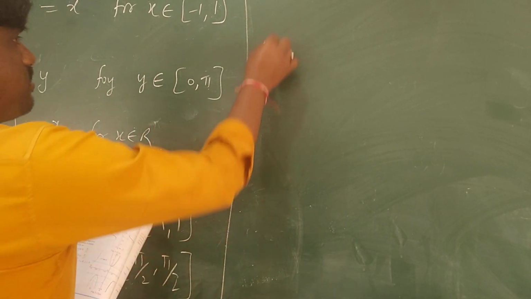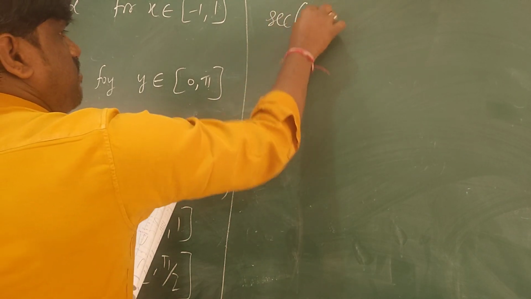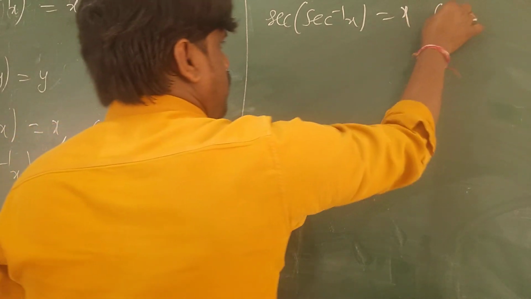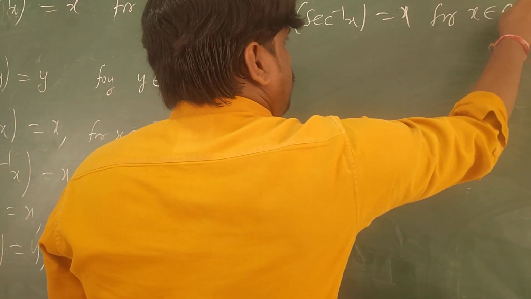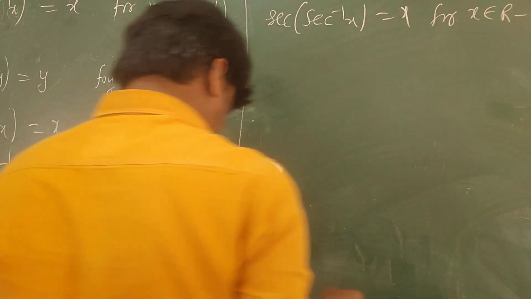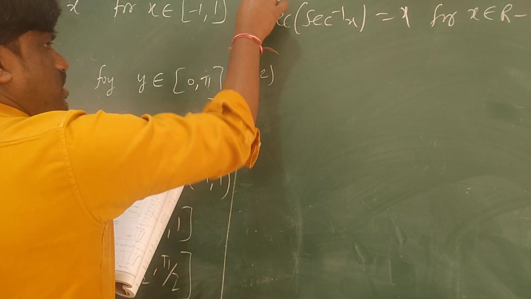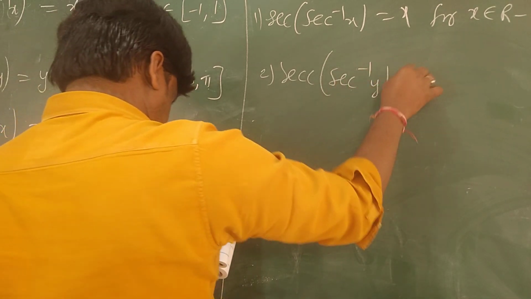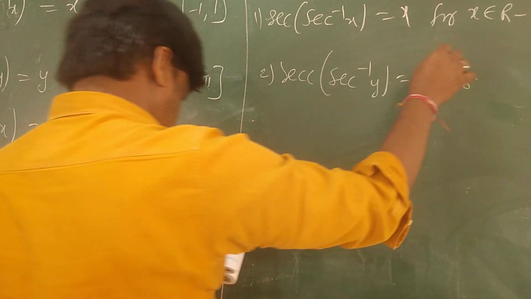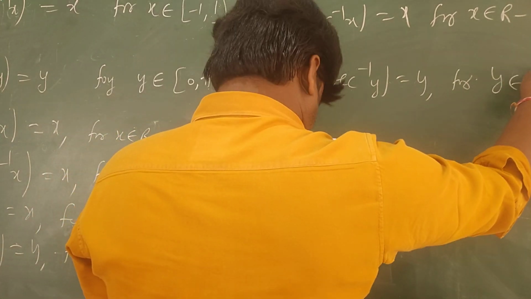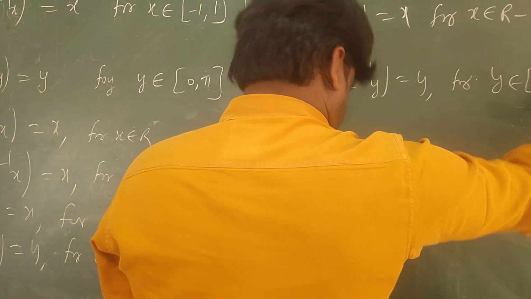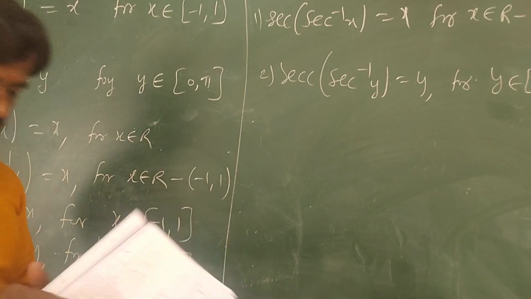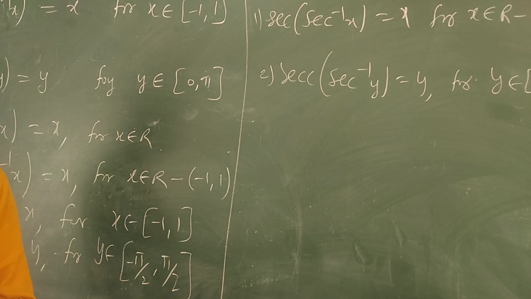Sec of sec inverse x is equal to x, okay, for x belongs to R minus 1 comma 1. Next one is what? Sec inverse of sec y is equal to y, for y belongs to 0 comma pi minus pi by 2. So these are the things you need to remember, these formulas, and you know these are very easy.